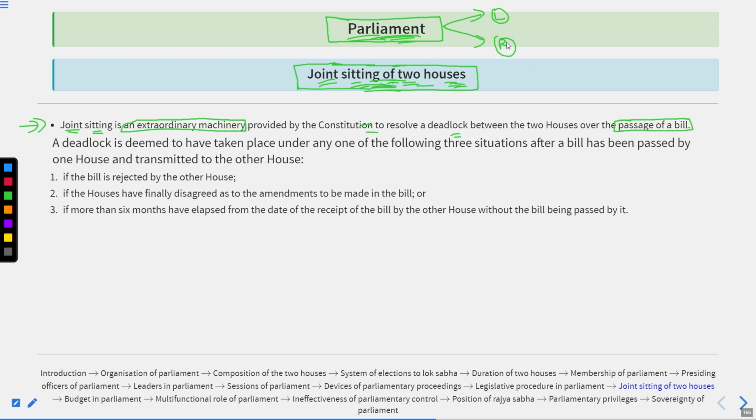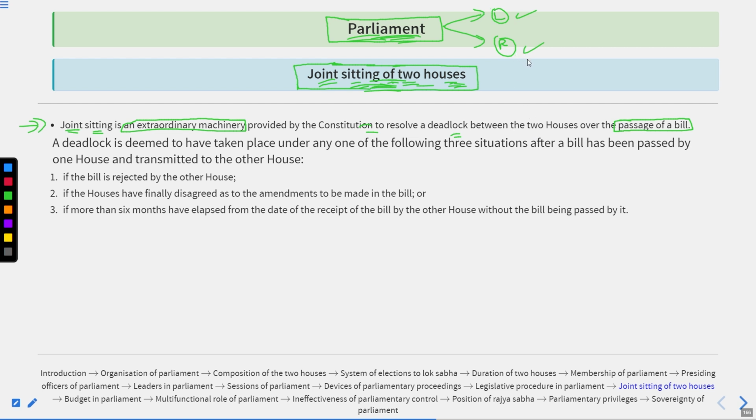Any bill, be it a money bill, constitutional amendment bill, financial bill, or ordinary bill. Remember, the joint sitting provision is not applicable in the case of the money bill or the constitutional amendment bill. Generally, in the case of ordinary bills, the bill could be introduced in either house of the parliament, Lok Sabha or the Rajya Sabha, right?